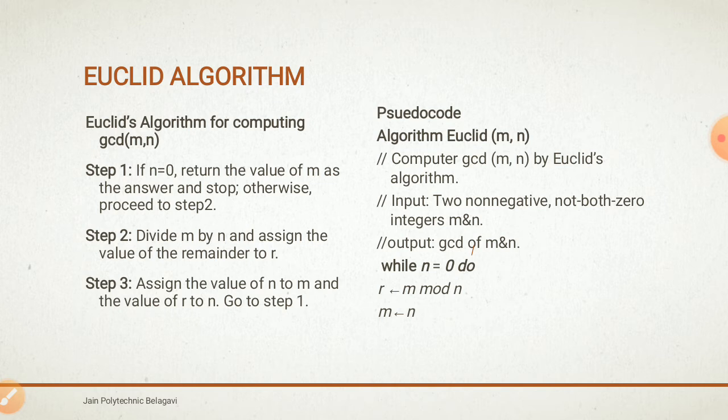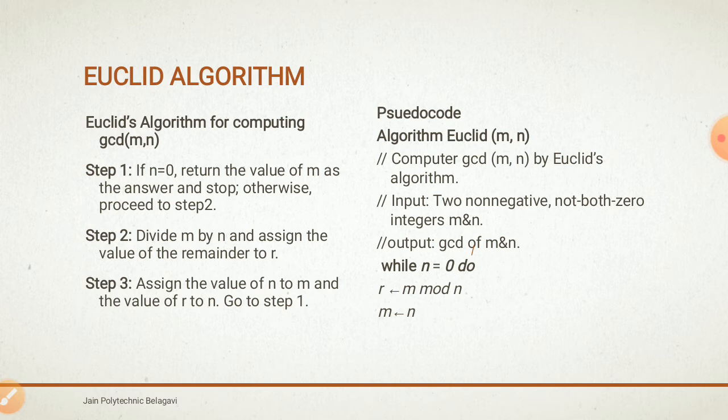Here the pseudocode indicates that it is not exactly coding, it is just a code: compute GCD of m comma n by Euclid's algorithm. And what inputs are we giving? Two non-negative integers m and n, not both zero. Then the output should be the GCD of m and n.